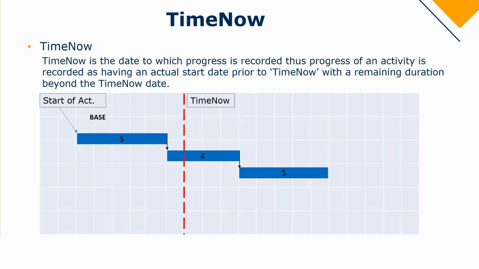Okay, if I have my time now line in place, that means that from the start of that activity up to my time now line, I am able to record progress. So what this means is that activity 1 should have been completed and activity 2 should have started. Alright, with the remaining duration happening after the time now line.